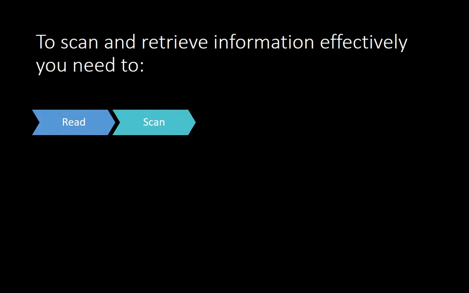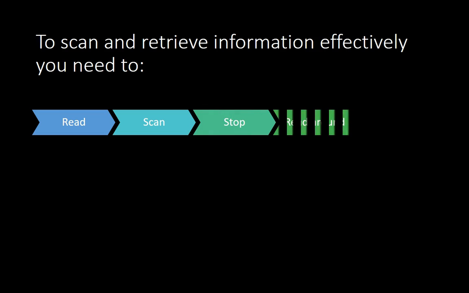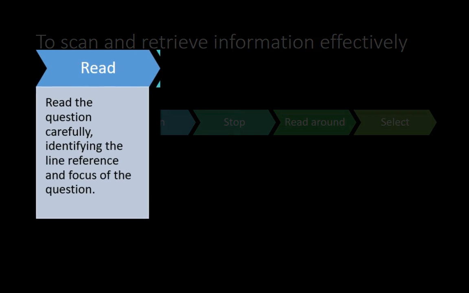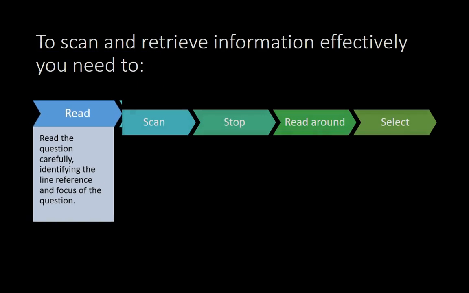So to scan and retrieve information effectively, you need to do the following things. You need to read, scan, stop, read around, and then select. So what does that mean? Well, read the question very, very carefully. And as you're reading that question, highlight, underline, circle, however you do it, but identify the line reference, that narrow line reference, and the particular focus of that question.